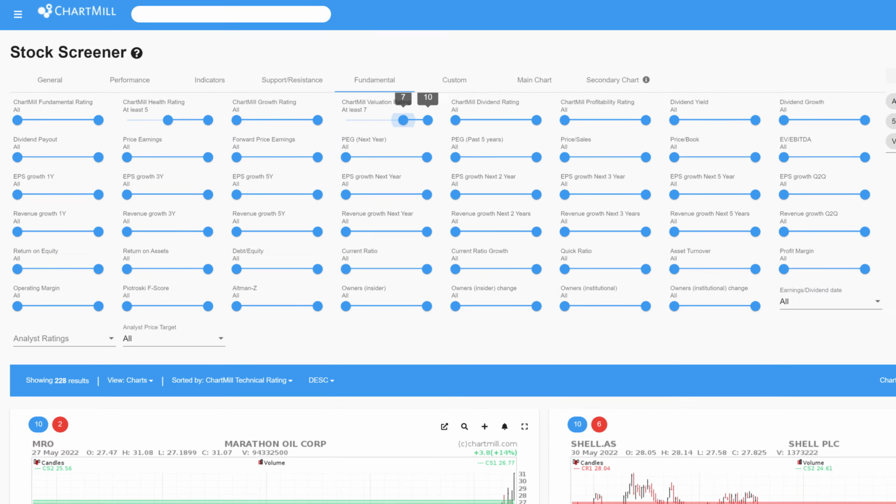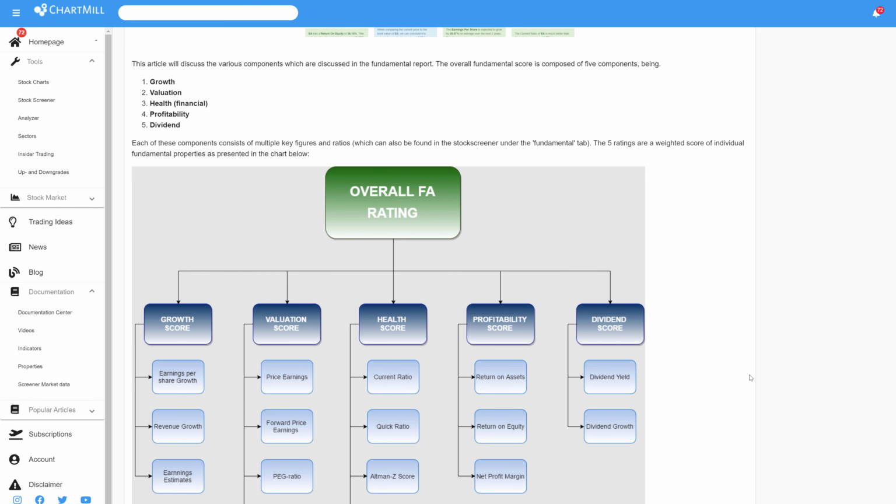The valuation rating takes into account the following ratios. Price earnings, this gives an idea of the price investors are now paying for each dollar or euro of profit the company realizes. It is a quick way to determine whether a stock is cheap or expensive. The forward price earnings to assess how a company is expected to perform in the future and what its estimated growth rate will be, and the PEG ratio to reflect the valuation of a company taking into account its expected future performance.